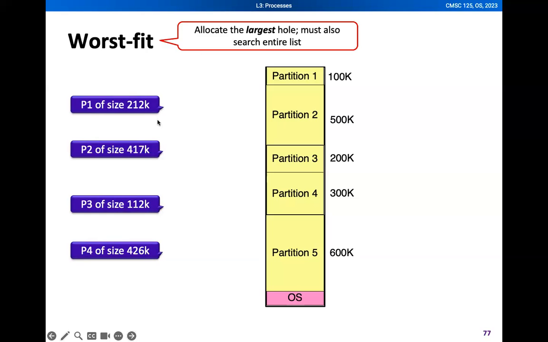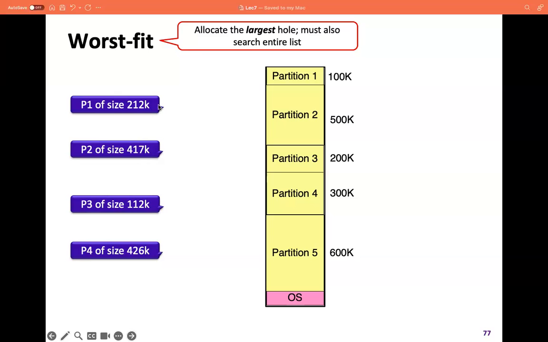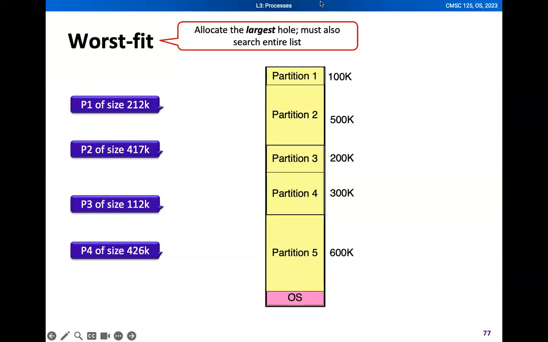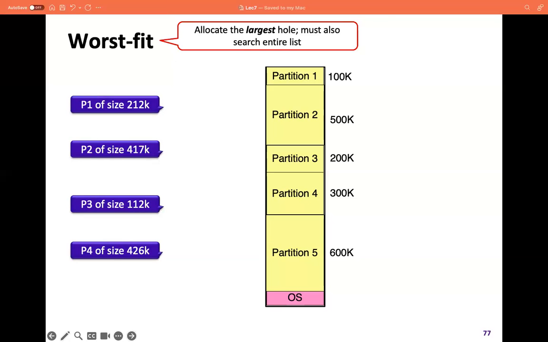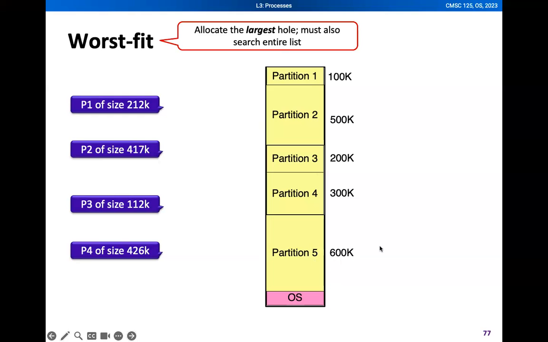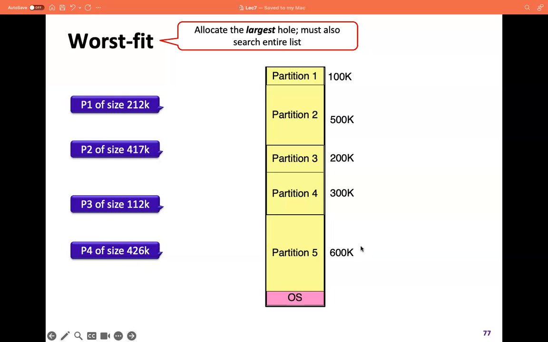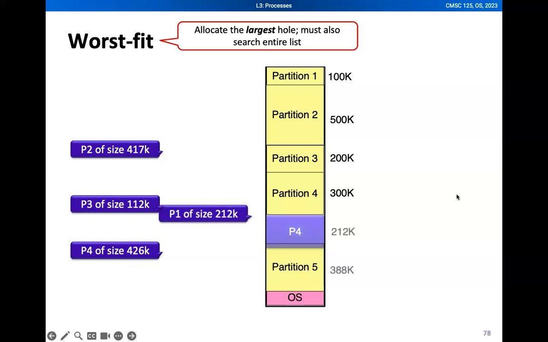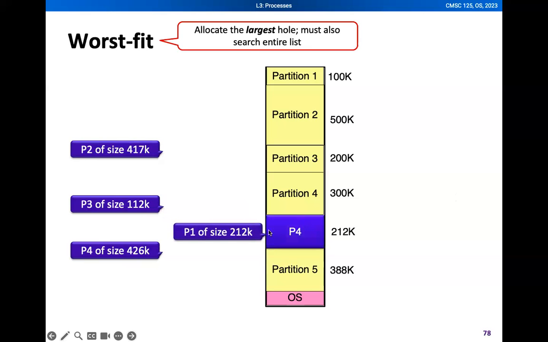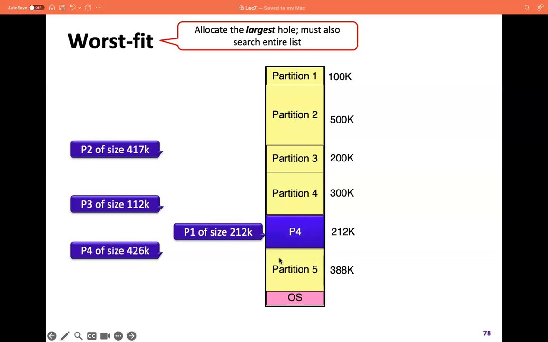Now let us start with P1. P1 has a size of 212K. As we mentioned, the worst fit selects the largest memory block available. The largest memory block that we have here is partition 5, which has a size of 600K. So we are going to put P1 here of size 212K, and we will have a new partition of 388K.